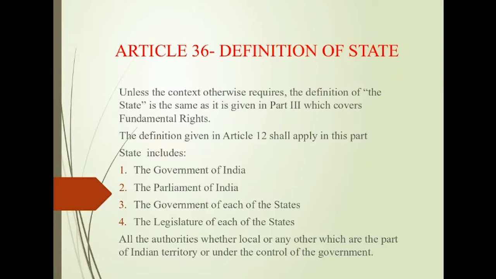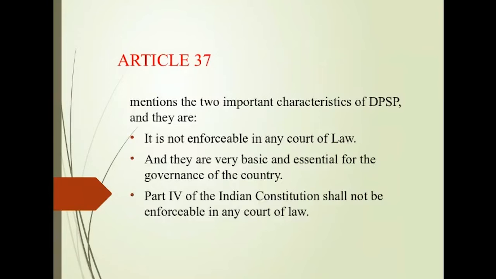Next article is Article 37, exclusion of judicial review relating to the subject of Part 4. This article mentions the two important characteristics of DPSP. It is not enforceable in a court of law, as we said before in the introduction, and they are very basic and essential for the governance of the authority. Part 4 of the Constitution shall not be enforceable in any court of law.